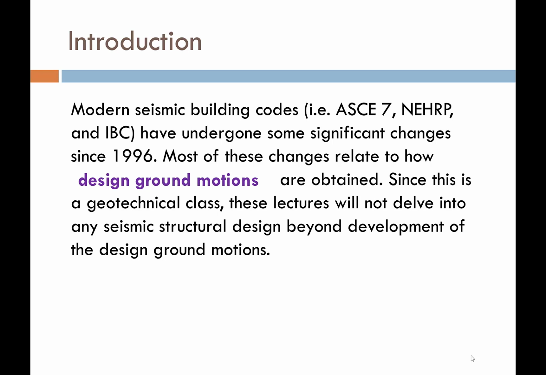By way of introduction, most of these modern seismic building codes have undergone a lot of significant changes. The changes I referenced aren't the first time there have been big changes. The codes have been regularly updated about every 6 years, beginning in 1996. These changes relate to how design ground motions are obtained, so how we develop the motions that engineers are going to use to design their buildings with.